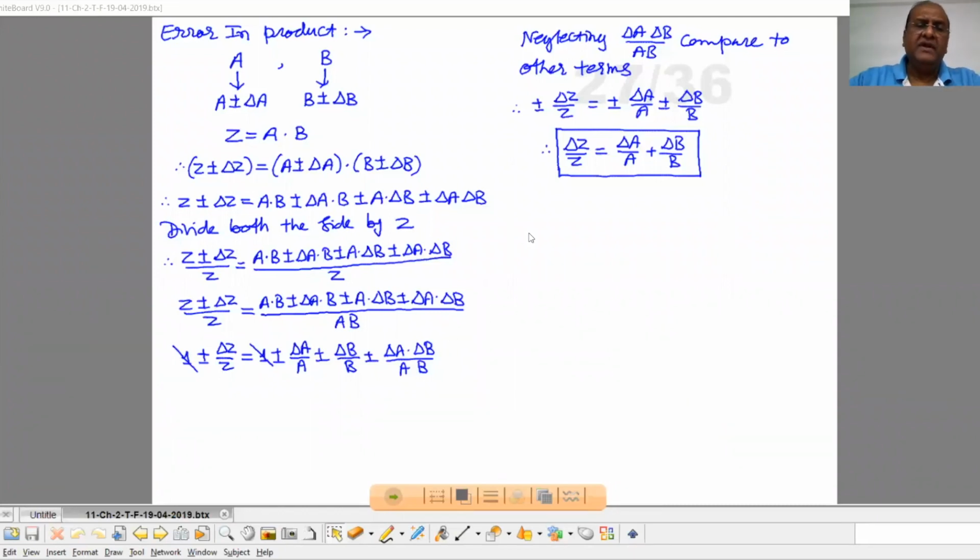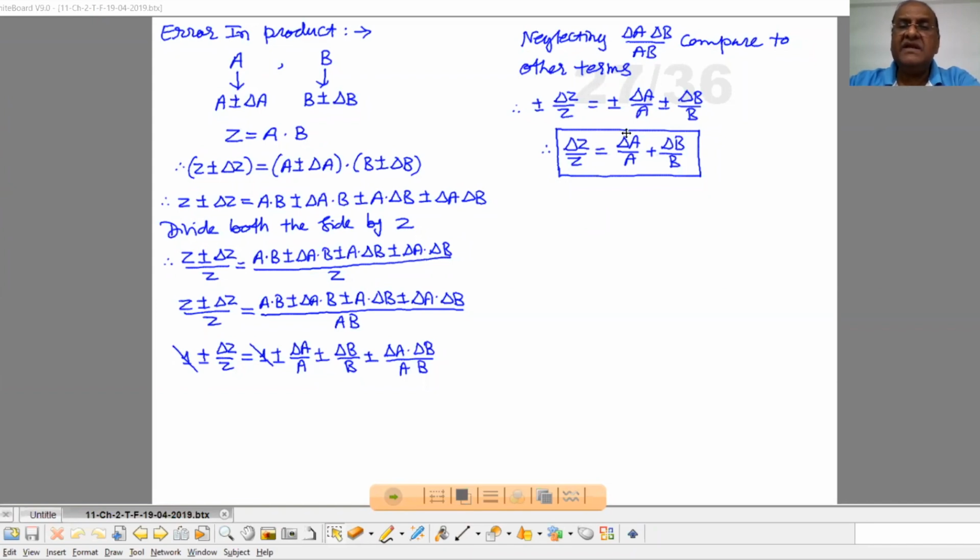So now, neglecting this term delta A into delta B upon AB, we can write resultantly plus or minus delta Z by Z equal to plus or minus delta A by A plus or minus delta B by B. Therefore, if we think about the maximum possible error, then we can write delta Z by Z equal to delta A by A plus delta B by B.